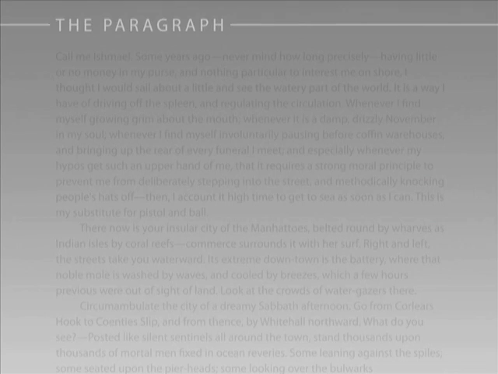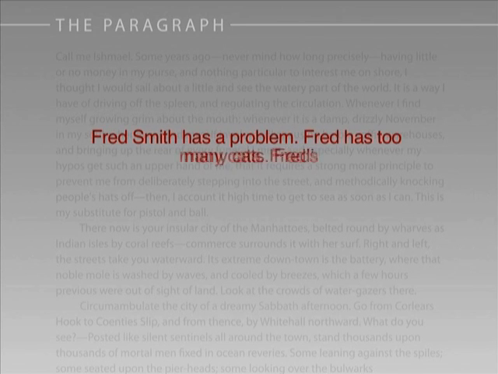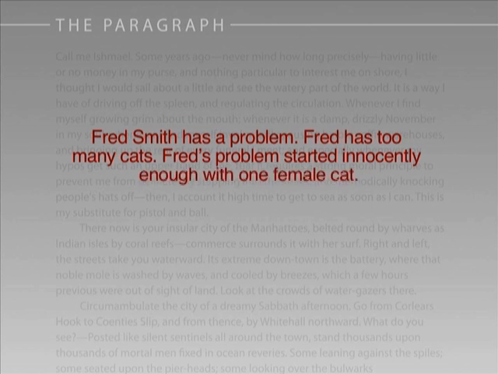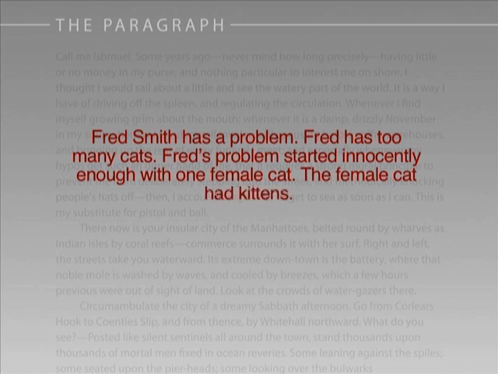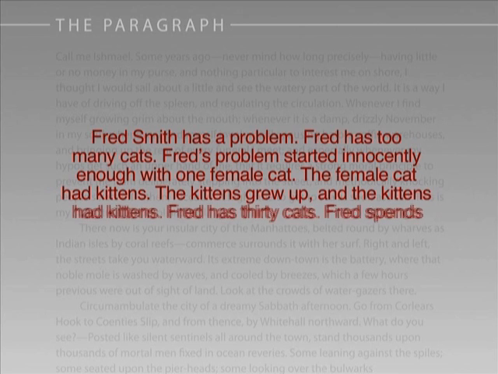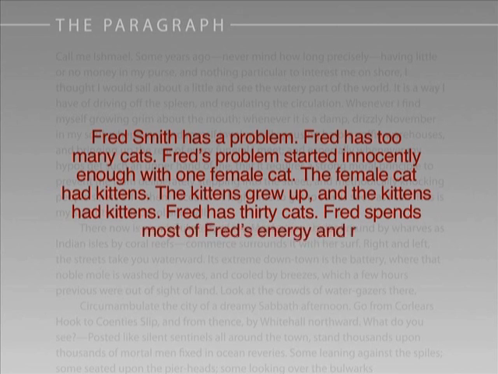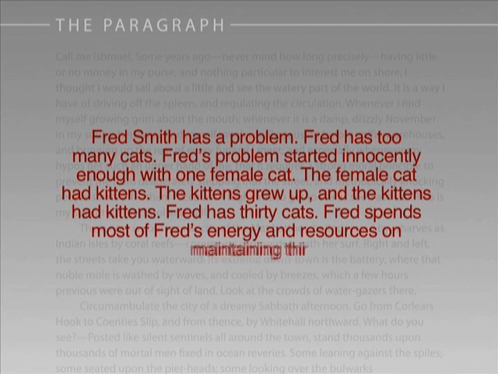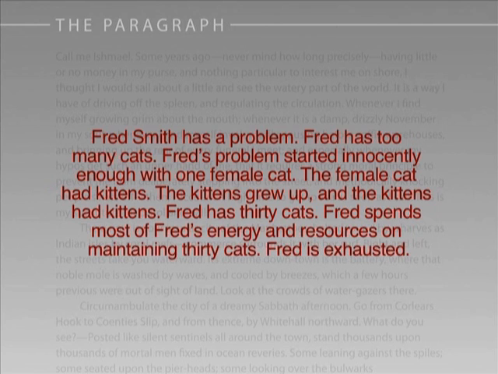Here's an example. Fred Smith has a problem. Fred has too many cats. Fred's problem started innocently enough with one female cat. The female cat had kittens. The kittens grew up, and the kittens had kittens. Fred has 30 cats. Fred spends most of Fred's energy and resources on maintaining 30 cats. Fred is exhausted. This does not sound like mature prose. We will make this paragraph coherent.